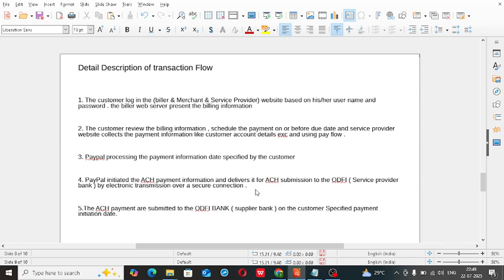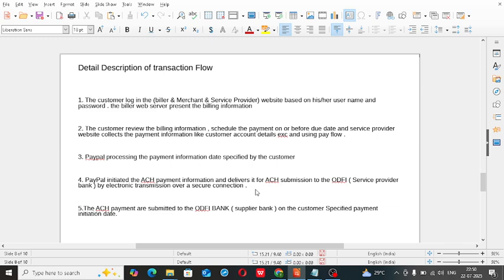The service provider website collects the payment information, like the customer account details. Next, they plan to initiate the transaction via PayPal. So what will happen? The biller website connects to PayPal. PayPal processes the payment information on the date specified by the customer, because the customer gives the payment date, the transaction date before the due date of the bill. So when the customer gives the date, on that date PayPal should initiate the transaction.